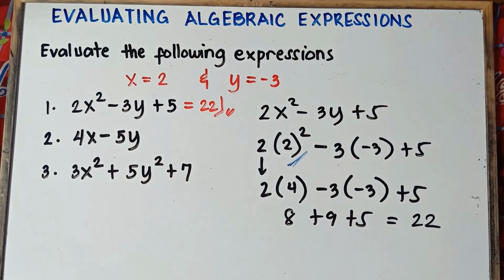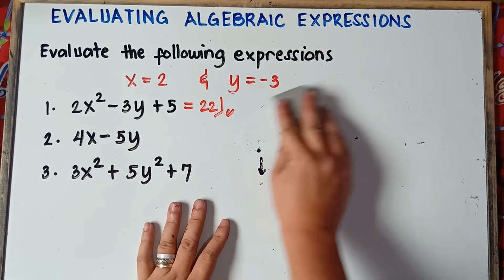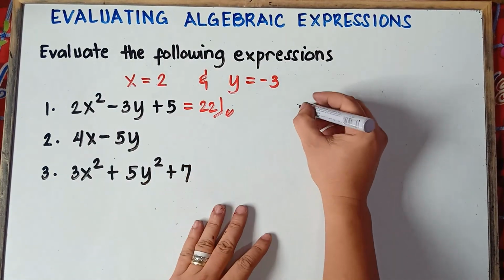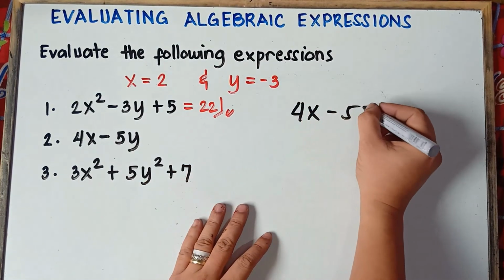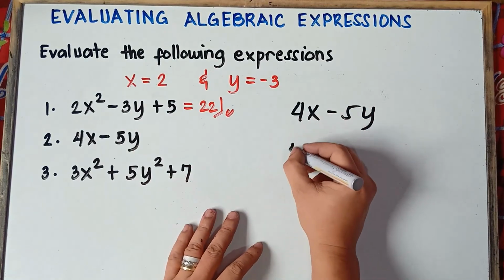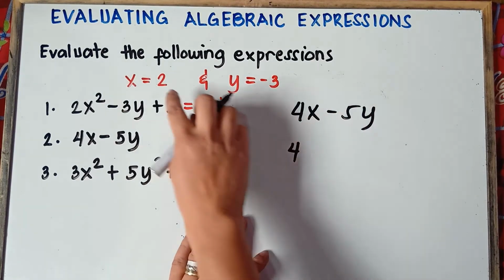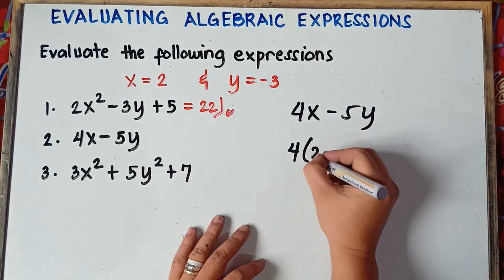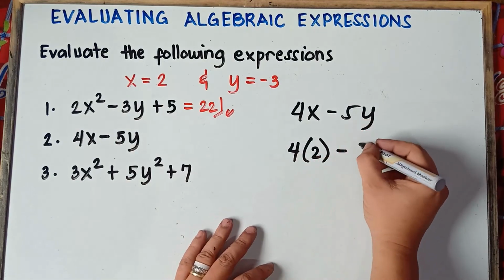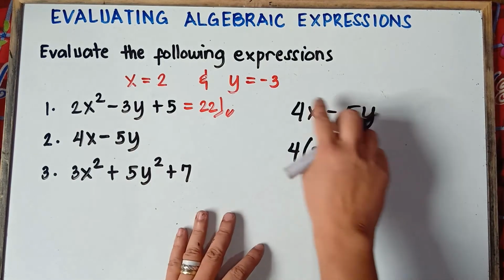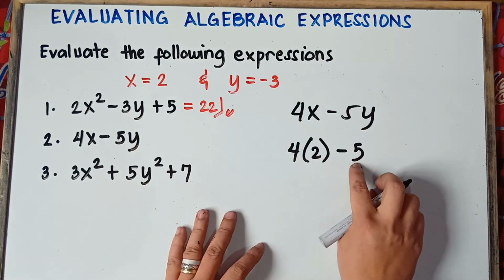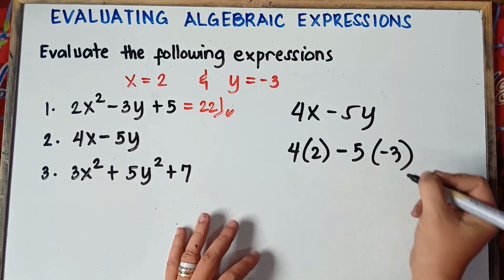Alright, so let's have example number 2. We have 4x minus 5y. So simply copy 4. Now the value of x, which is positive 2. So this will be 4 times 2. Minus copy 5. Then the value of y, that would be negative 3. So this will be negative 5 times negative 3.